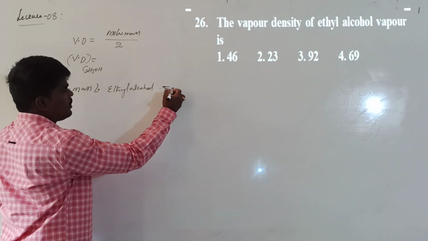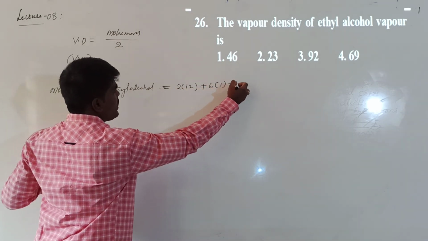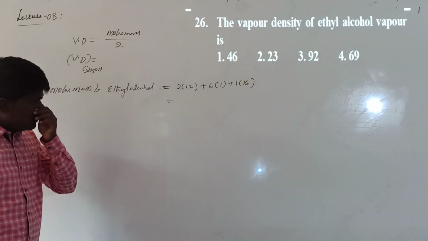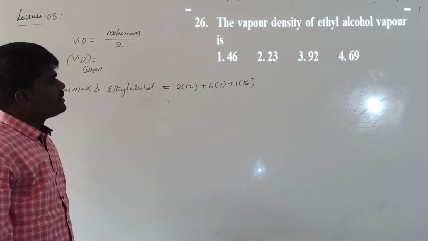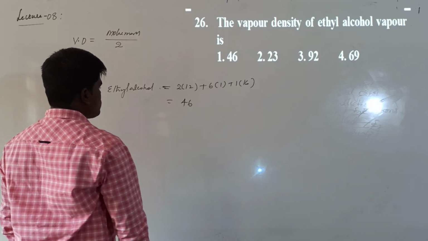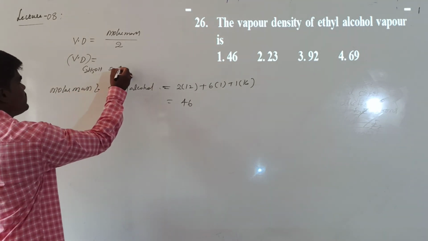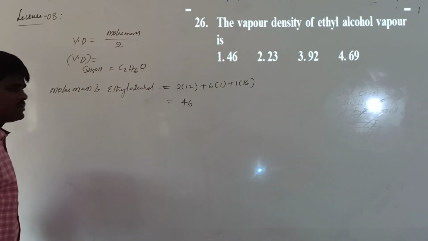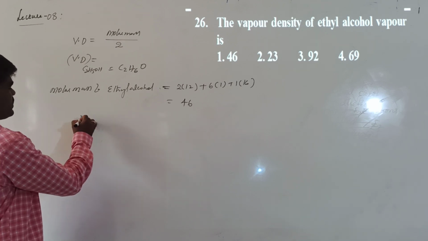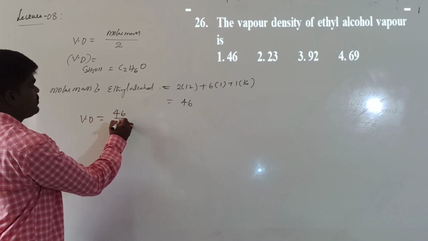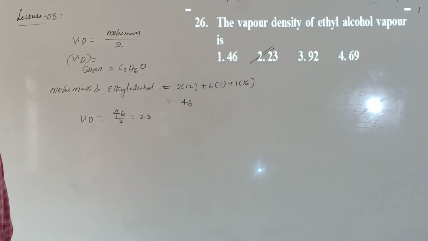is how much? 2 atoms of carbon plus 6 atoms of hydrogen plus 1 atom of oxygen. How much does it come to? 24 plus 6 is 30 plus 16, right? It comes to be 46. Because C2H5OH, or otherwise you can also write it as C2H6O, right? 24 plus 6 is 30 plus 16, 46. So the vapor density of ethyl alcohol will be equal to 46 upon 2, which comes to 23. 23 is the vapor density of ethyl alcohol.